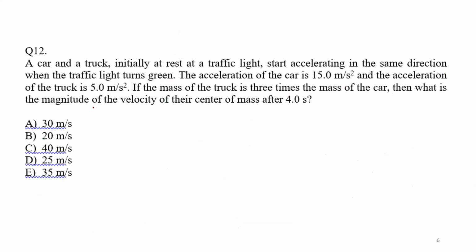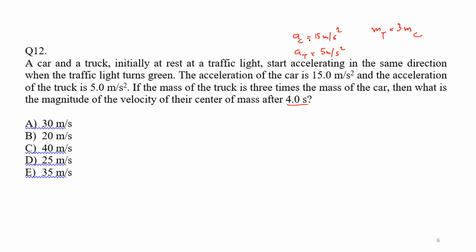Okay, so let's look at this problem here. We have a car and a truck initially at rest at a traffic light. Then they start accelerating in the same direction when the traffic light turns green. The acceleration of the car is constant, 15 meters per second squared, and the truck is constant, 5 meters per second squared. Now if the mass of the truck is 3 times the mass of the car, what is the magnitude of the velocity of the center of mass after 4 seconds?